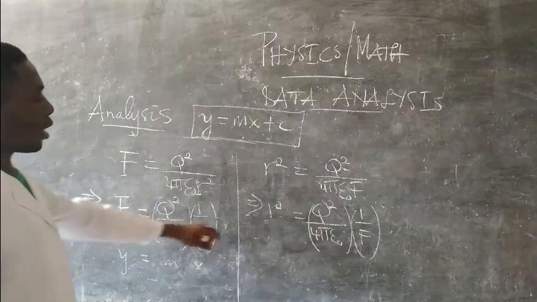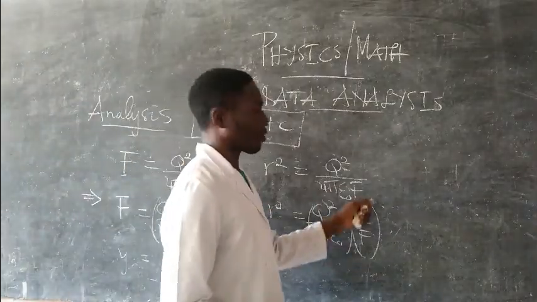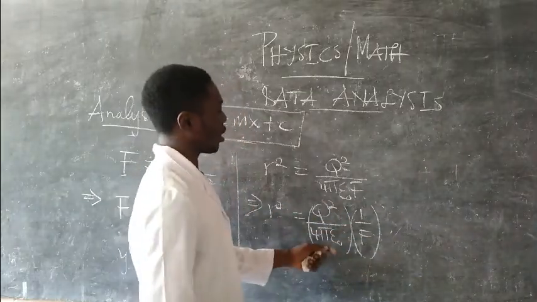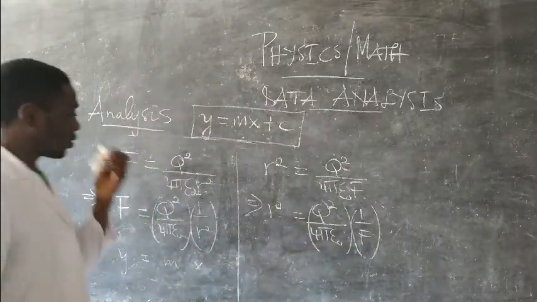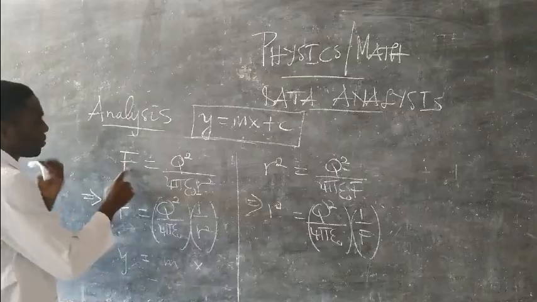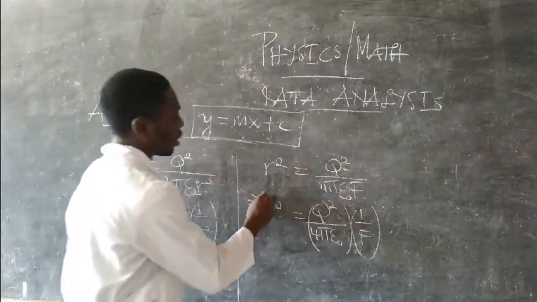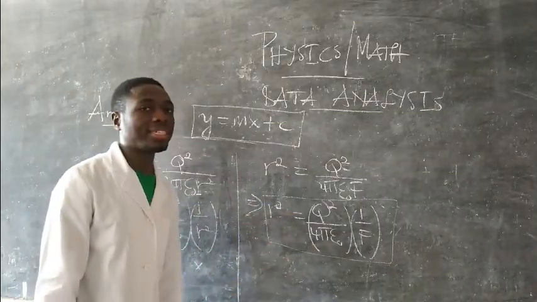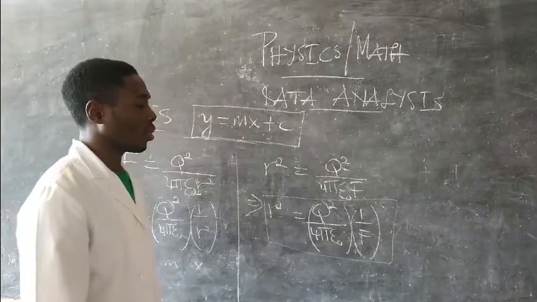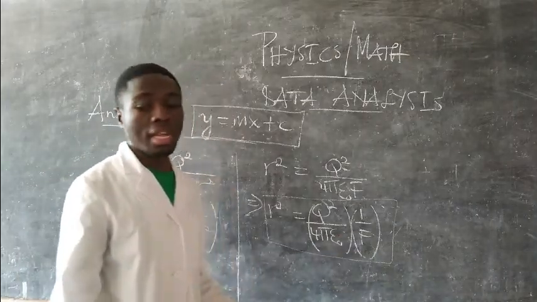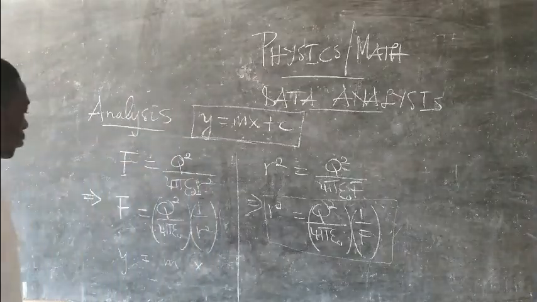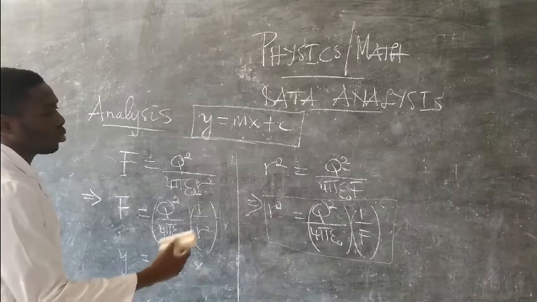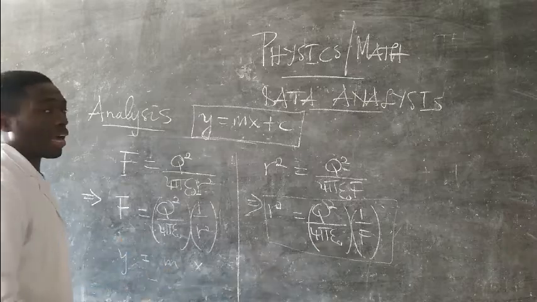So a graph of r² against 1 over f is a straight line graph through the origin with gradient kq² over 4πε₀, just by making f the subject of the formula. So I could give you like this, or I could give you like this. Either way, your graph is going to give you a straight line. For this kind of graph, you just do some rearrangements and you get it right.